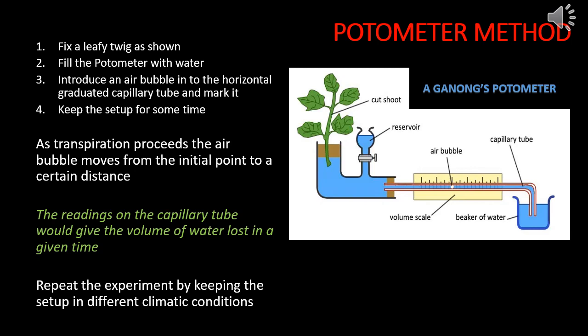The most important point on the use of potometer is that it does not measure the water lost during transpiration, but measures the water uptake by the cut shoot. Because some of the water is used by the plant cells to carry out other processes such as manufacture of food or any other things. So we cannot measure the water lost during transpiration. We can measure only the water uptake by the cut shoot.